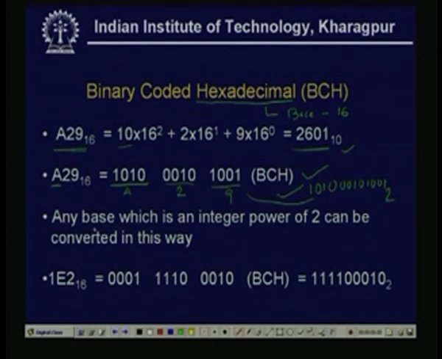So, any base which is an integer power of 2, say 8, which is 2 to the power 3, that means octal, or 16 for hexadecimal, which is the fourth power of 2, can be converted in this way. This is a very simple way, but the only restriction is that the radix or the base must be a power of integer 2.